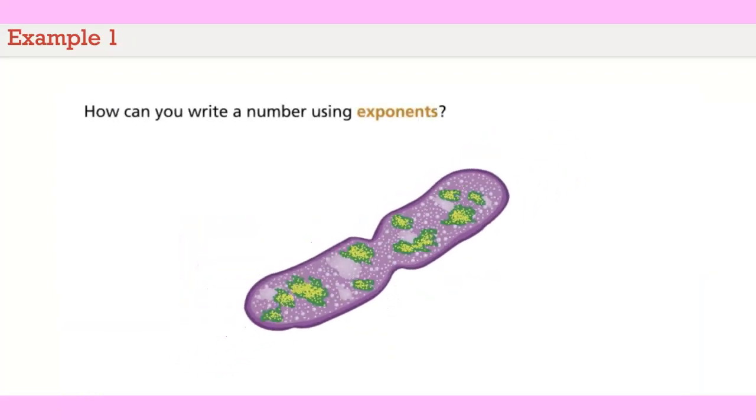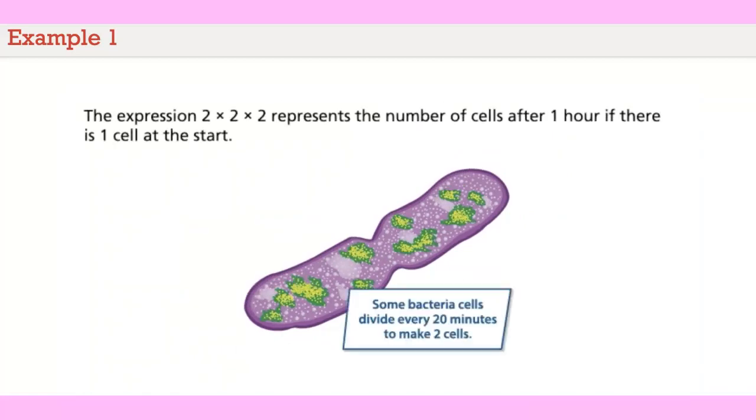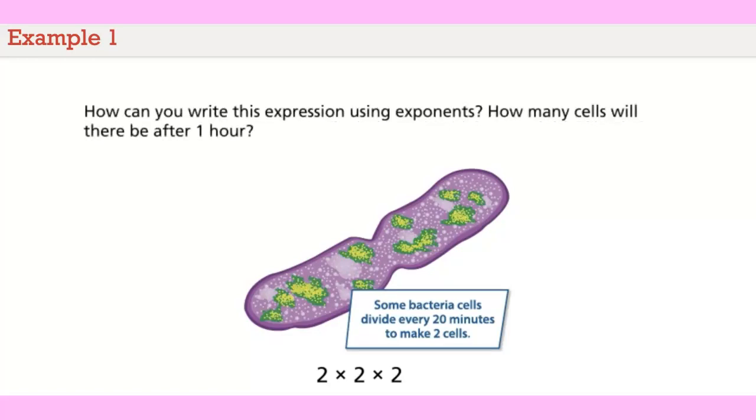How can you write a number using exponents? The expression 2 times 2 times 2 represents the number of cells after 1 hour if there is one cell at the start. How can you write this expression using exponents? How many cells will there be after 1 hour?